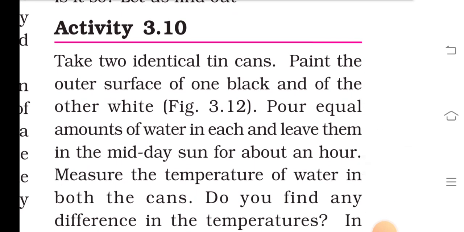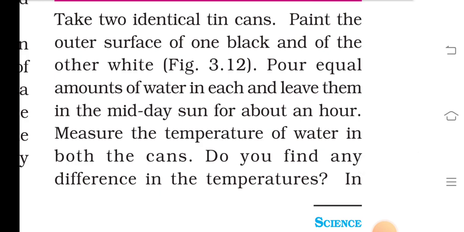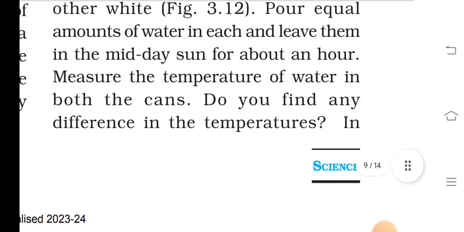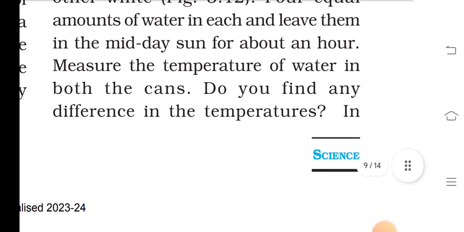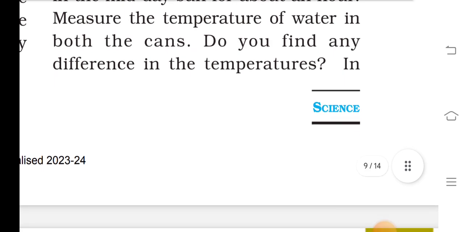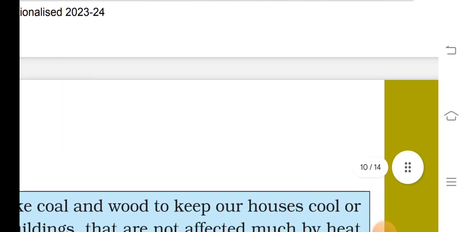Activity 3.10. Take two identical cans. Paint the outer surface of one black and of the other white. Pour an equal amount of water in each and leave them in the mid-day sun for about an hour. Measure the temperature of water in both the cans. Do you find any difference in the temperatures?